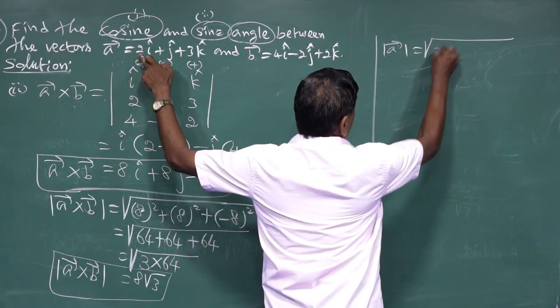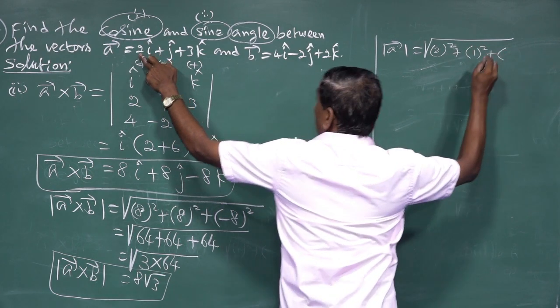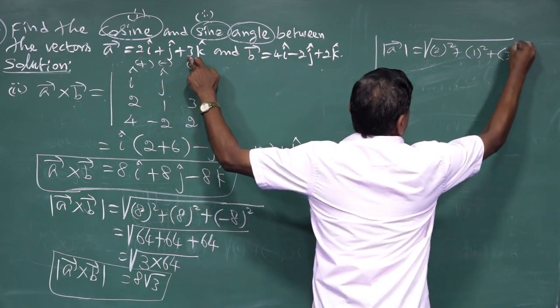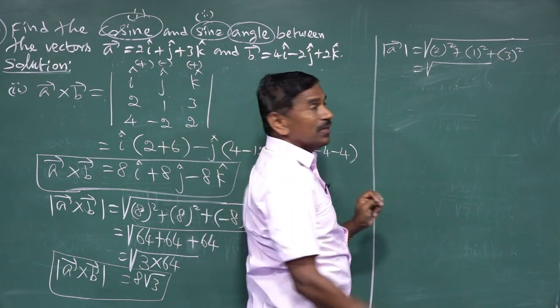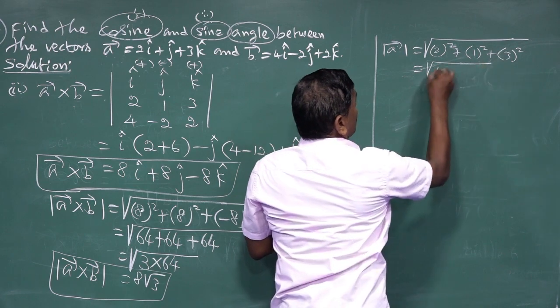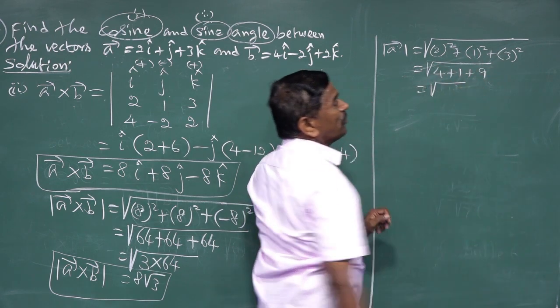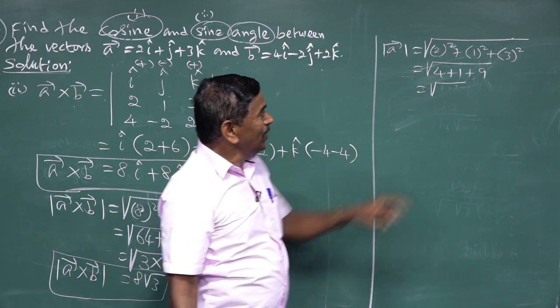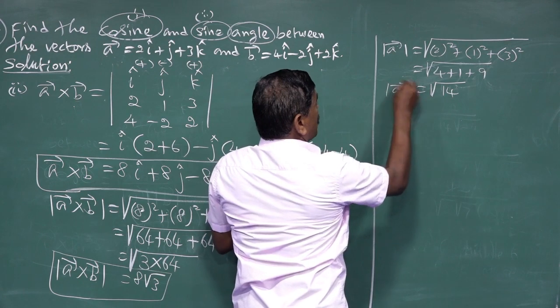So, 2 the whole square plus 1 the whole square plus 3 the whole square, which is equal to square root of 4 plus 1 plus 9, which is equal to square root of 14. Root 14 is the answer, which is modulus A vector.